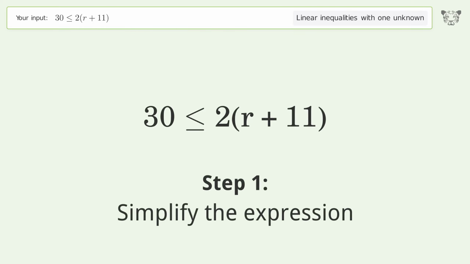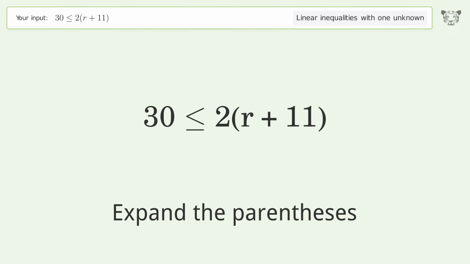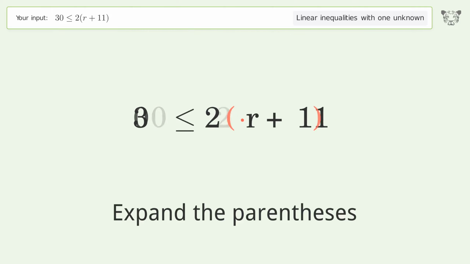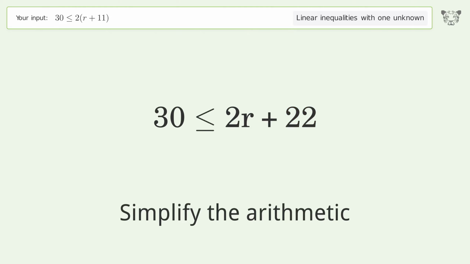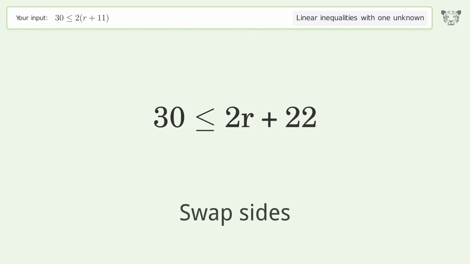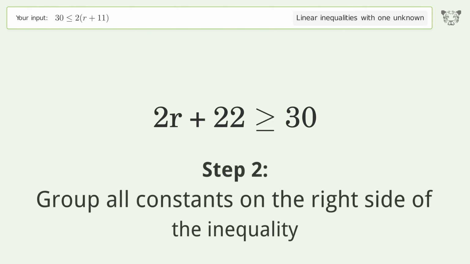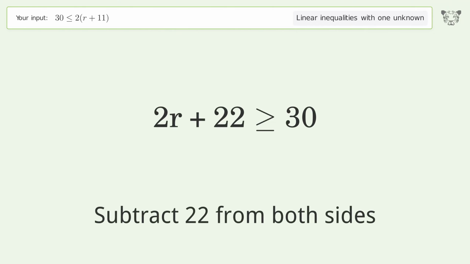Simplify the expression. Expand the parentheses. Simplify the arithmetic. Swap sides. Group all constants on the right side of the inequality. Subtract 22 from both sides.